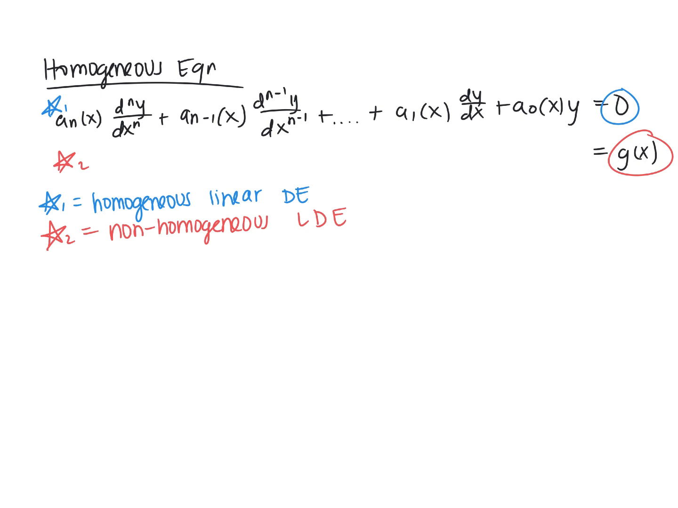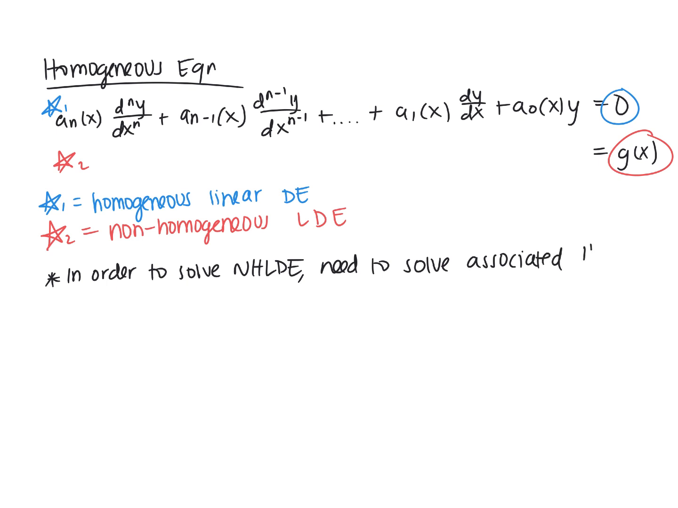There is a huge difference when you are solving the two. So if you're equal to 0 versus being equal to g of x, big difference in the solving. In order to solve a non-homogeneous linear differential equation, you first need to solve the associated homogeneous linear differential equation first. So we would solve the homogeneous one and then use that to solve the non-homogeneous one.